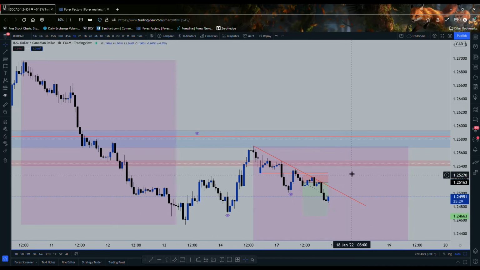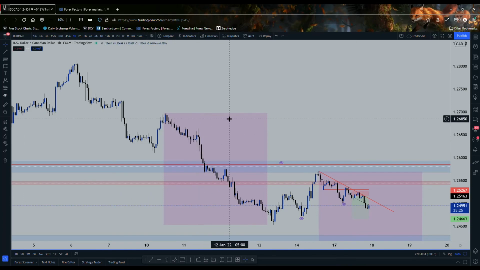Is it going to come back up here, take out this trend line, or is it going to start to fall? We'll see, and we'll play the market accordingly. Until then, cheers.